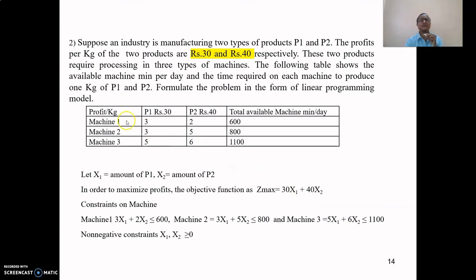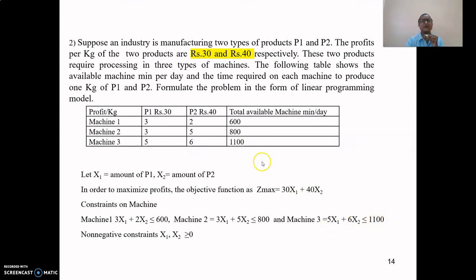Now the constraints are given for the availability of these machines per day. For the first machine the constraint is 3x1 plus 2x2 less than or equal to 600. The inequality is of the less-than type because the machine is available for not more than 600. Similarly for machine 2, 3x1 plus 5x2 less than or equal to 800. Similarly for machine 3, 5x1 plus 6x2 less than or equal to 1100.